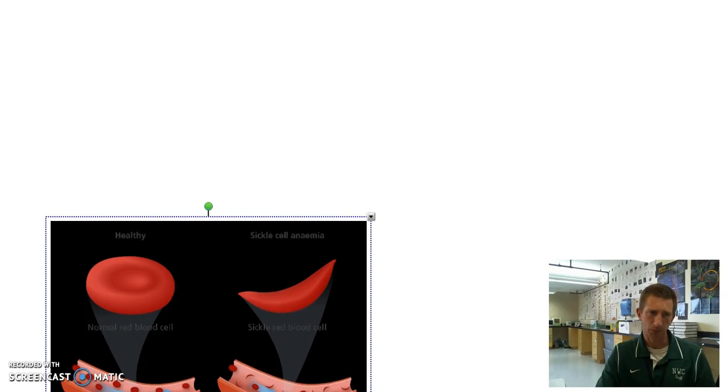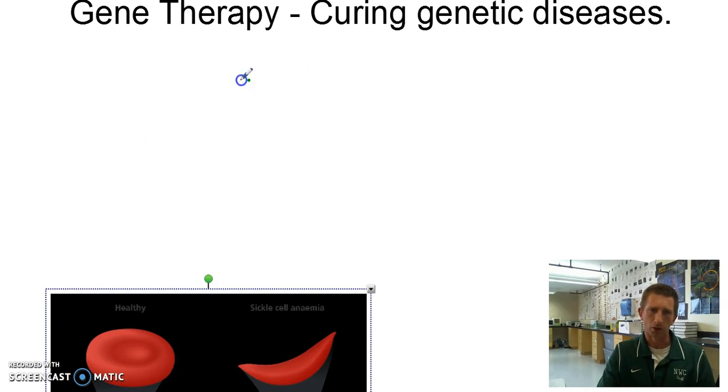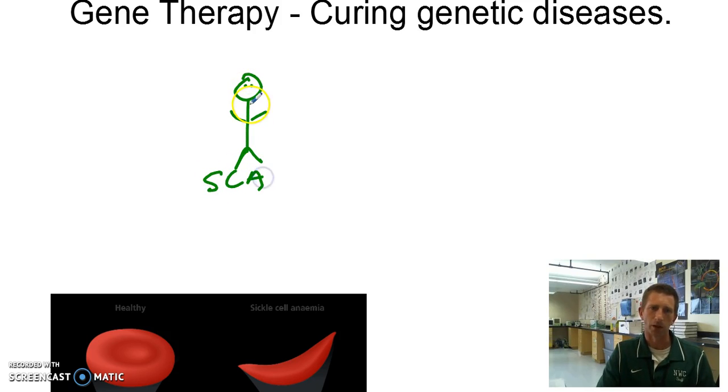So we're going to do a little drawing here. I know, my artistic skills are amazing. We're going to draw a person, and we're going to say that they have sickle cell anemia. So they're not happy. They're sad. Okay. Now let's draw another person over here, and we're going to say that they do not have sickle cell anemia. So no SCA, no sickle cell anemia, and they are happy.